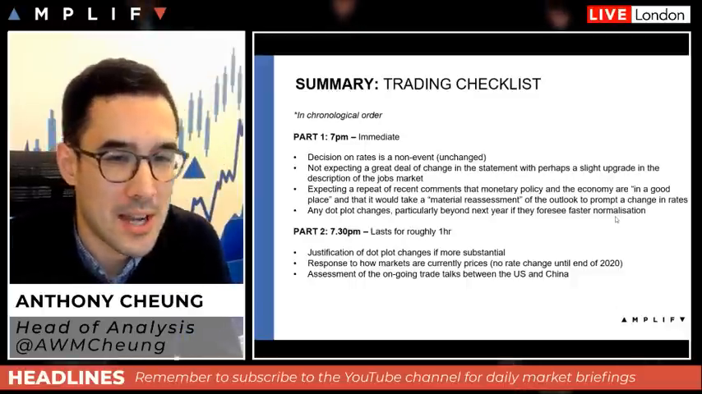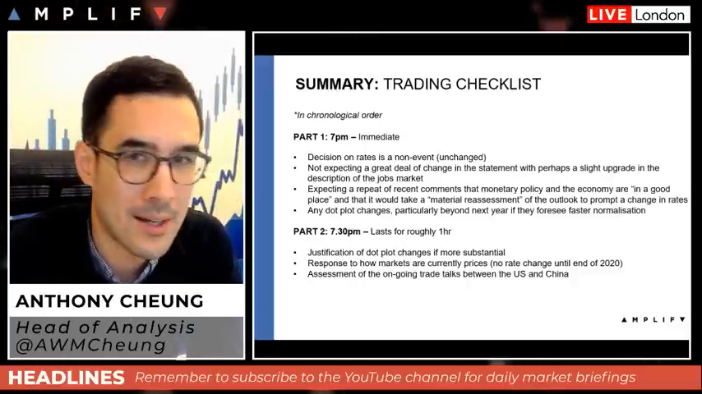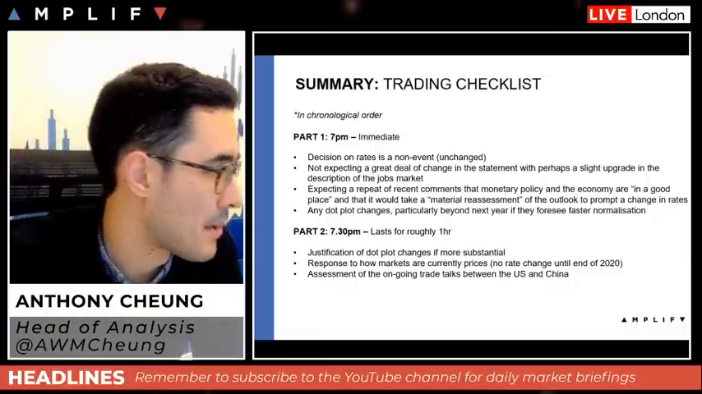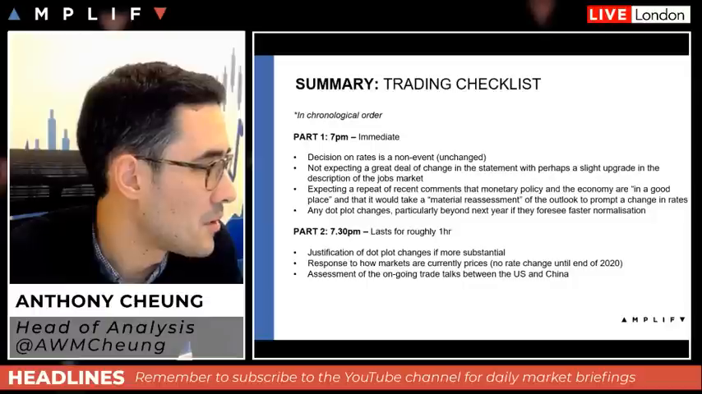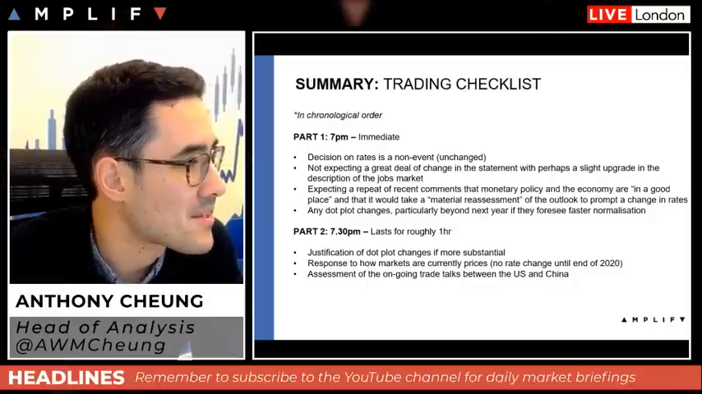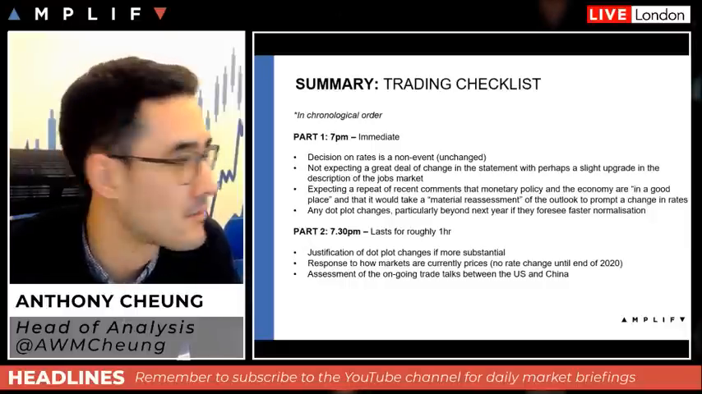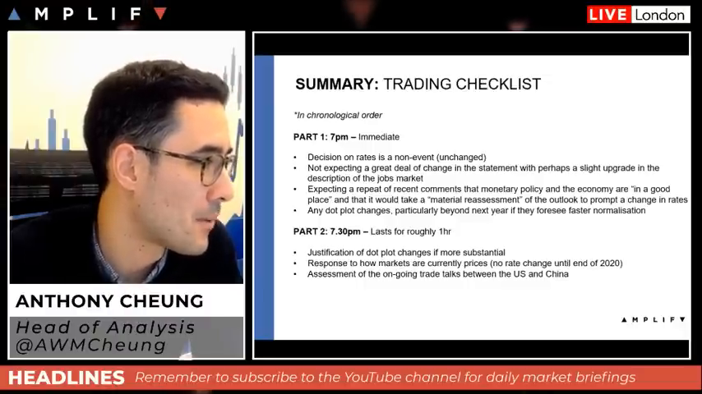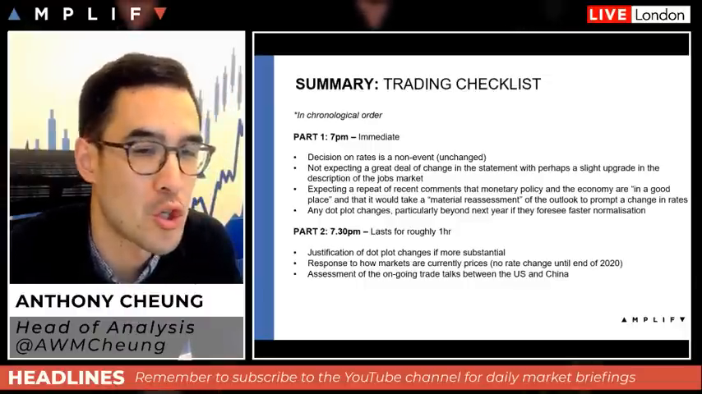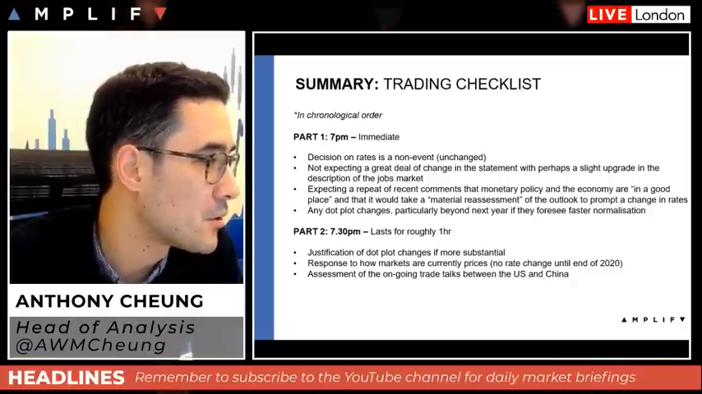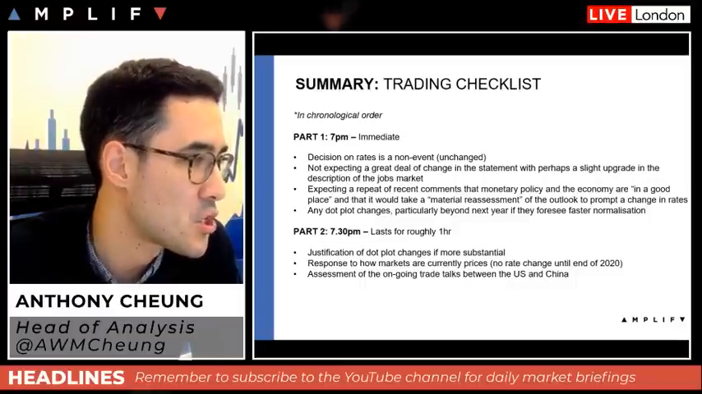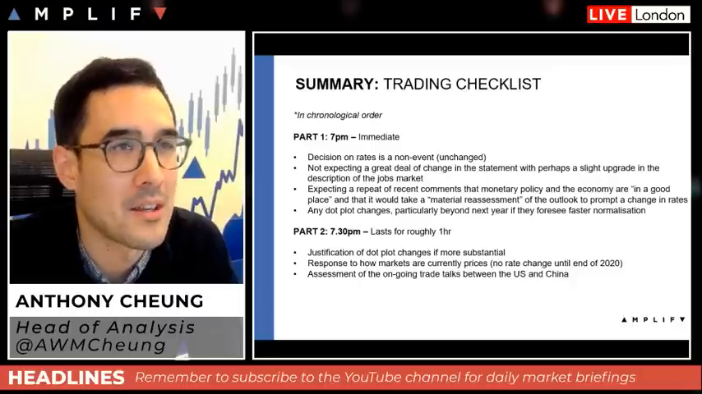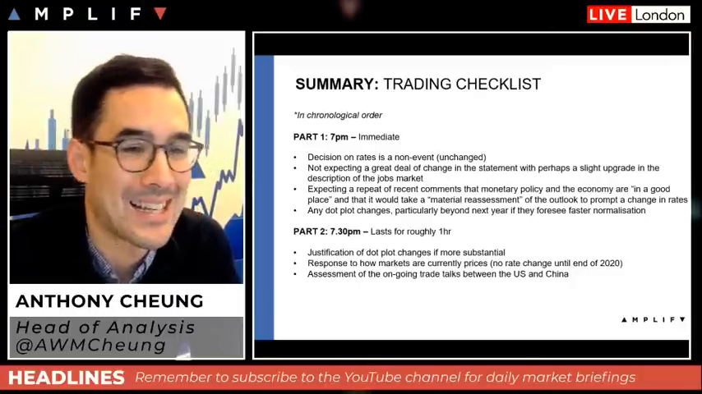Overall then, here's a checklist of things. So part 1, in 10 minutes, the decision on rates is a non-event. Let's forget about that. Point 2, not expecting a great deal of change in the statement, with perhaps a slight upgrade in the description of the jobs market for the reasons aforementioned. Point 3, expecting a repeat of recent comments that monetary policy and the economy are in a, quote, good place, and it would take a material reassessment of the outlook to prompt a change in rates. That's the language Powell has been using.